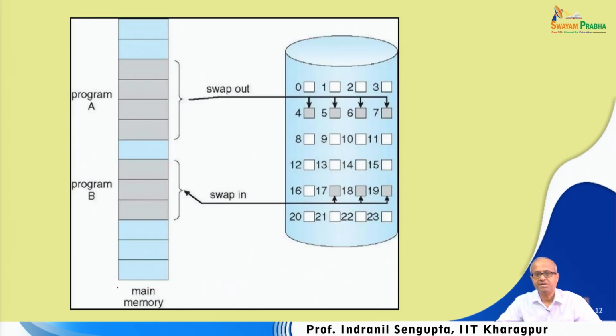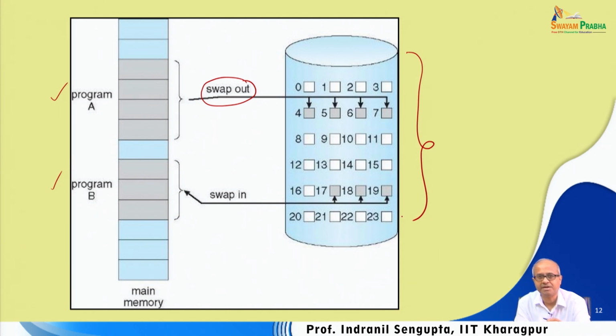Fine. So, pictorially this is just a depiction. Let us say there are two programs, program A and program B. Due to some reason, if the entire program gets swapped out, you see this is your secondary store, or you can say this is my swap area. Here the entire address space of program A and program B are stored. Let us say program A consists of 4 pages. These are stored in page numbers 4, 5, 6 and 7 in the disk.